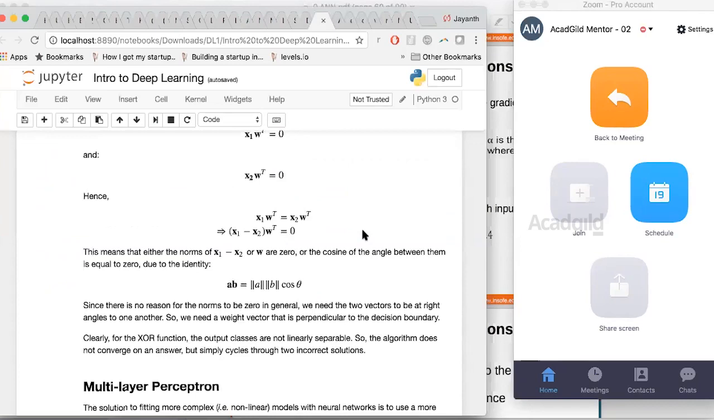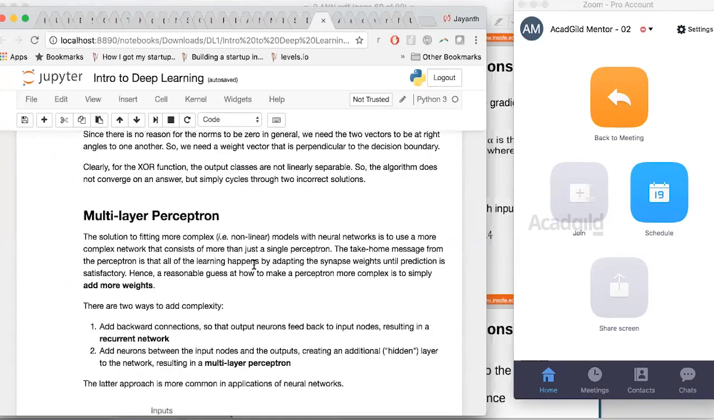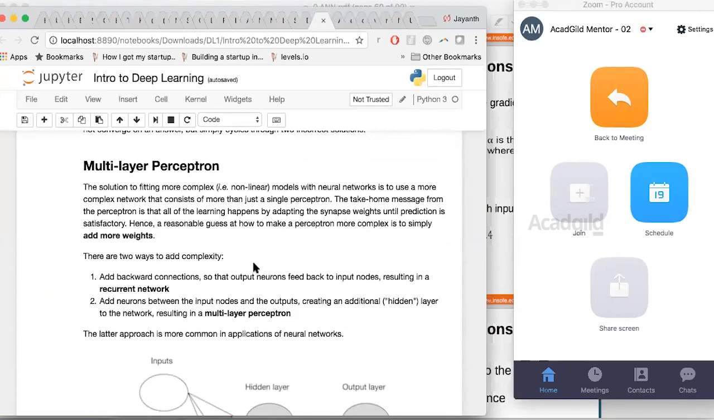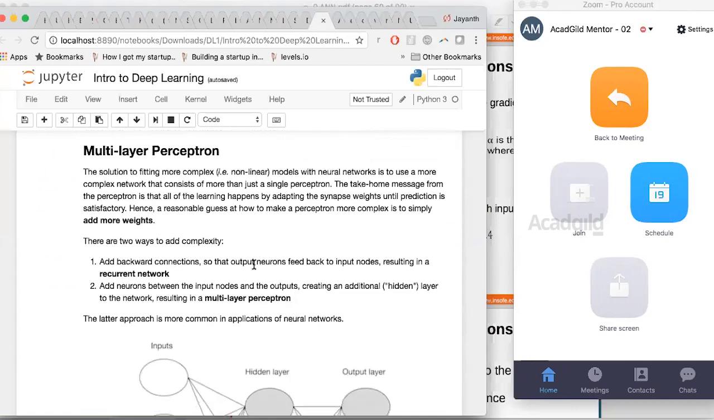Moving on. So a multi-layer perceptron is what happens when, like I said, you have several layers of perceptrons. Remember how we spoke about deep learning, deep networks in the first half an hour of the lecture. Recurrent networks are something we'll look at from session 3 onwards. We're going to look first at the latter approach.